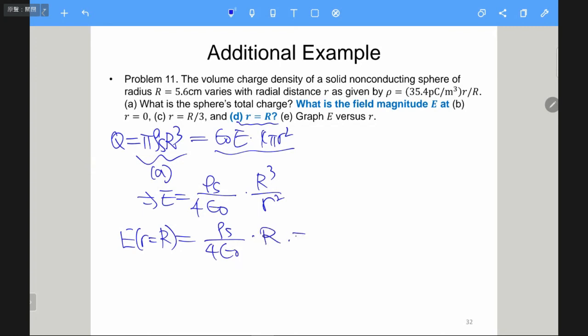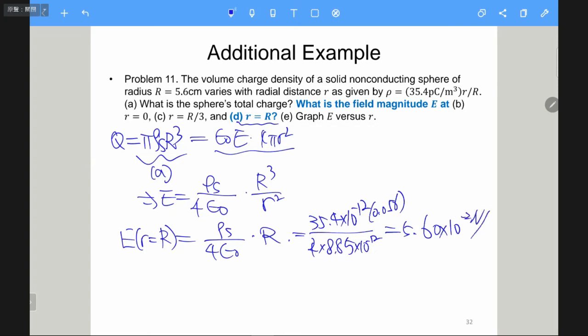So it is nothing but 35.4 times 10 to the 12th power over 4 times 8.85 times 10 to the minus 12th power times 0.056, which equals 5.60 times 10 to the minus 2 Newton per Coulomb, like this.